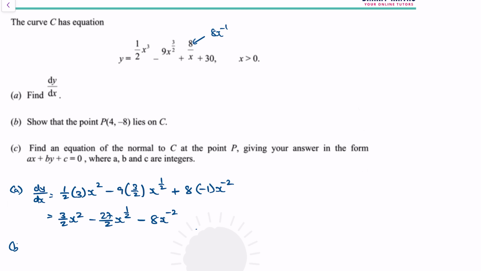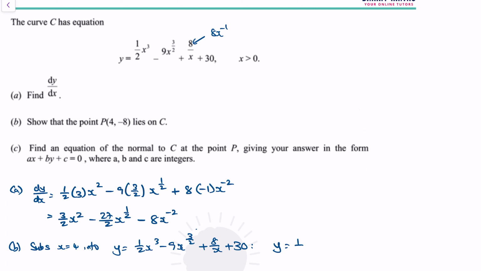Part B. Show that the point 4, minus 8 lies on C. If it lies on C, when we substitute x equals 4 into y is equal to half x cubed minus 9x to the 3 over 2 plus 8 over x plus 30, what do we end up getting?